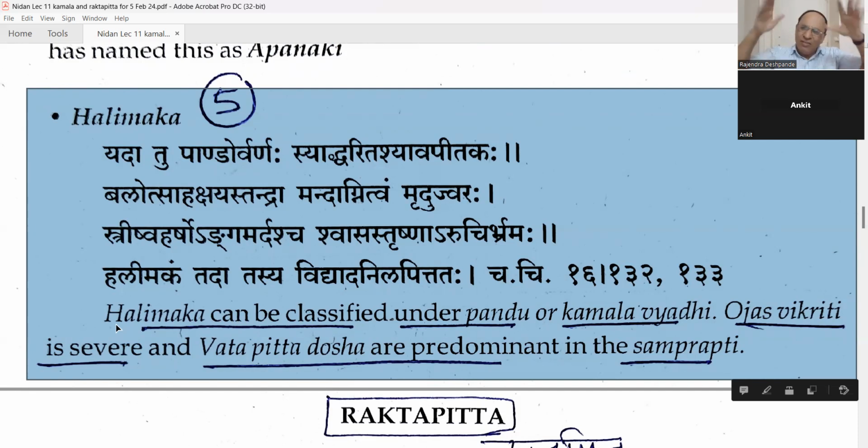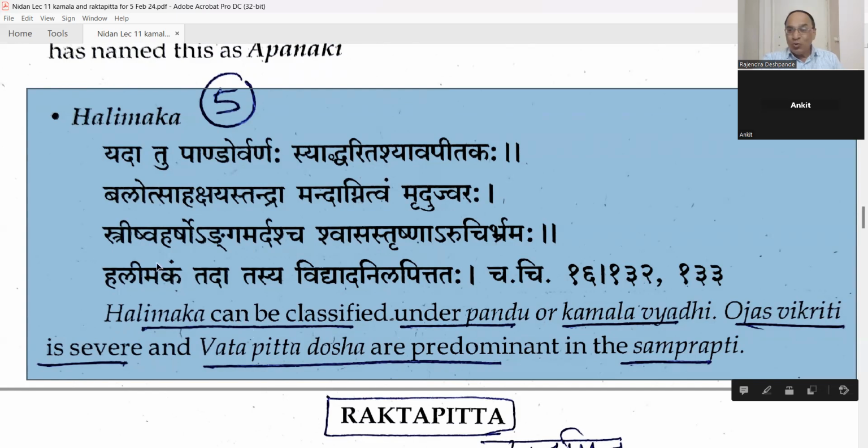Autoimmune diseases, all these things are related with Vata Pitta. Early aging, fast degeneration, always with the Vata Pitta. Remember, there is no Kapha. Kapha is always nutrition, stability, growth, but here Vata Pitta. So Ojakshaya is there and Vata Pitta doshas are predominant in Samprapti.